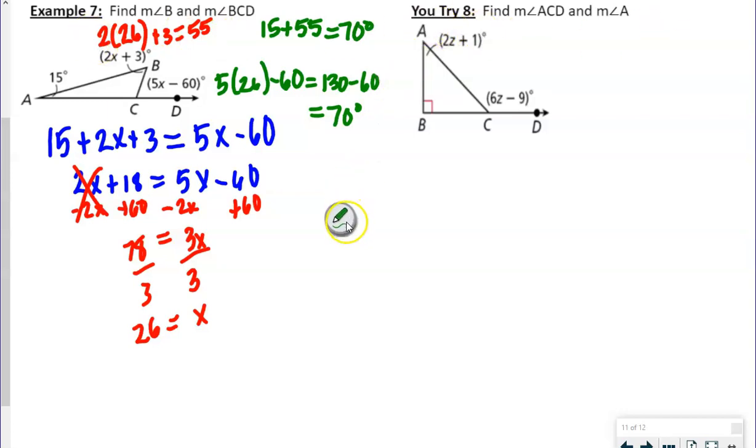All right, let's see if you guys can do this last one. Now this one's a little different, right? Go ahead and pause the video and come back to me when you're done. So do you notice this is 90 degrees, y'all? So I'm going to go ahead and write 90 right here.